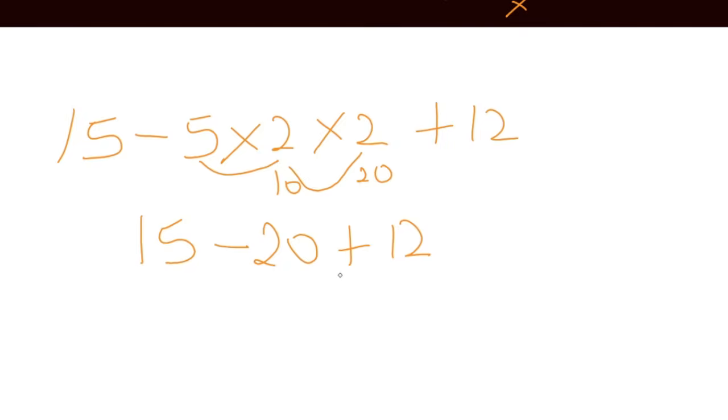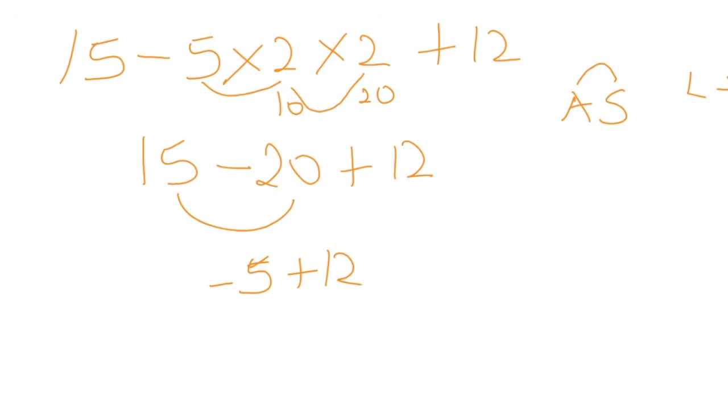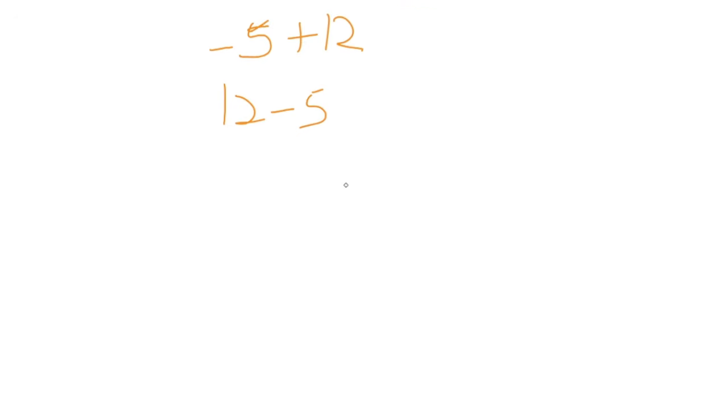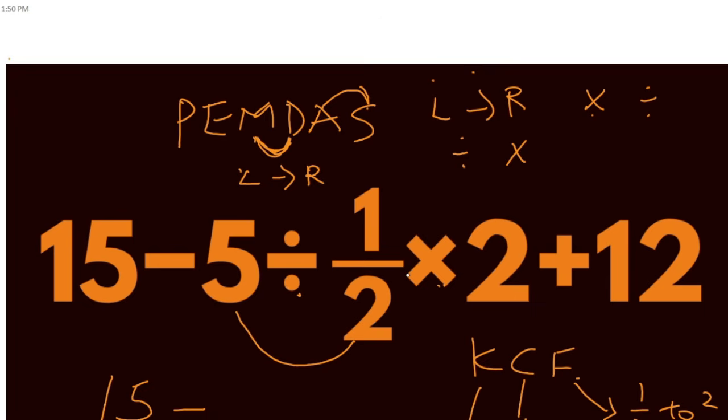Now we are left with subtraction and addition. Do not forget that I said when addition and subtraction appear together, you solve from left to right. So now let's solve from left. That means we subtract first. When we subtract 15 minus 20, we get -5. Then we have -5 plus 12. So this is the same thing as 12 minus 5. And we get what as the answer? We get 7, which is the correct answer. So the correct answer for this question is 7 and not 22.